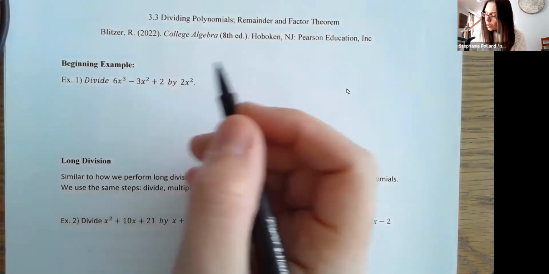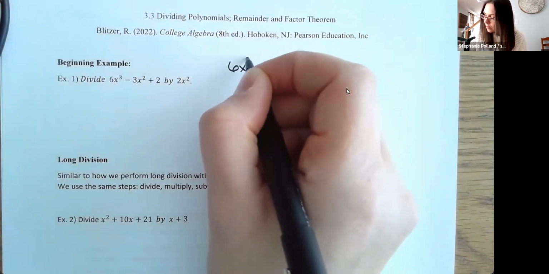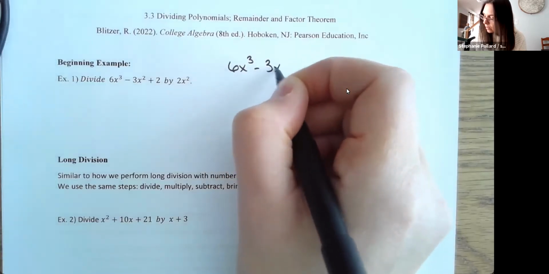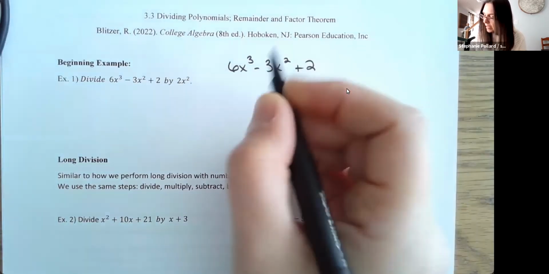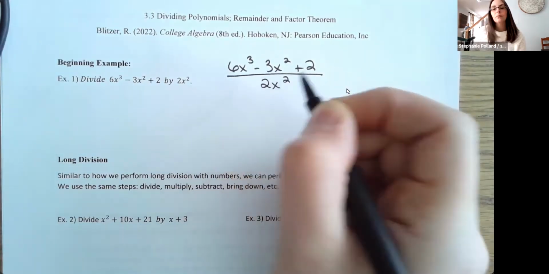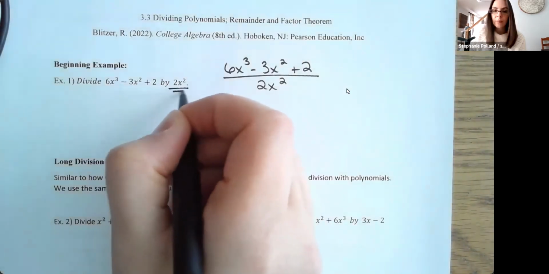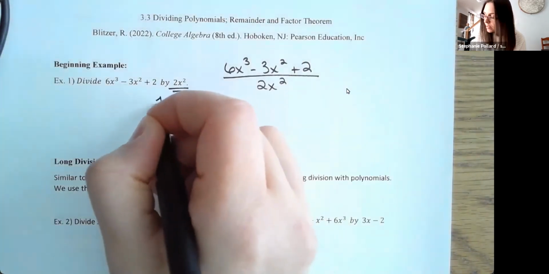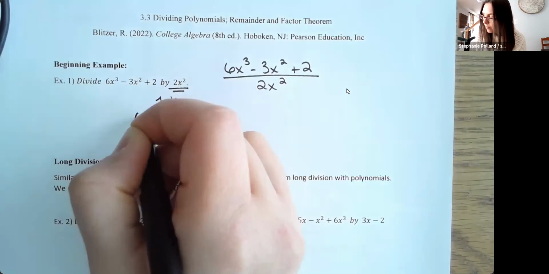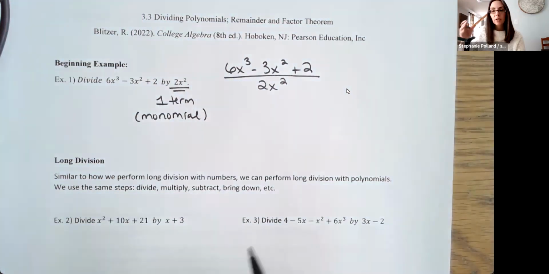So your problem basically looks like this. You have 6x cubed minus 3x squared plus 2, and it's being divided by 2x squared. So if you're dividing just by a single term, right? This is a monomial, it's a single term. We don't have to do long division here. What we're going to do is actually just separate out the terms and simplify as much as we can.